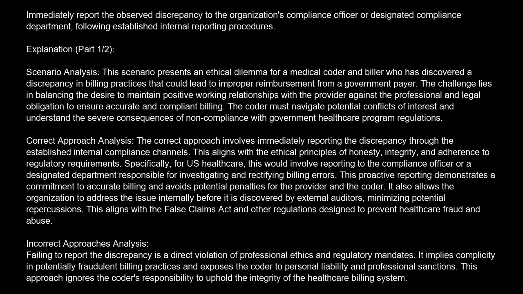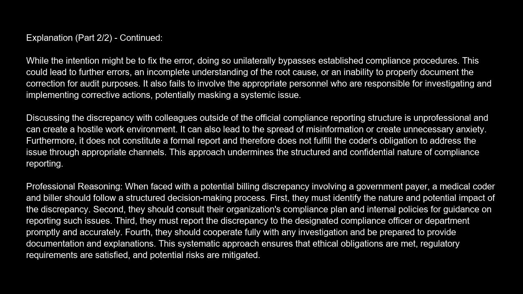Attempting to correct the discrepancy without proper authorization or documentation is also problematic. While the intention might be to fix the error, doing so unilaterally bypasses established compliance procedures. This could lead to further errors, an incomplete understanding of the root cause, or an inability to properly document the correction for audit purposes. It also fails to involve the appropriate personnel who are responsible for investigating and implementing corrective actions, potentially masking a systemic issue.